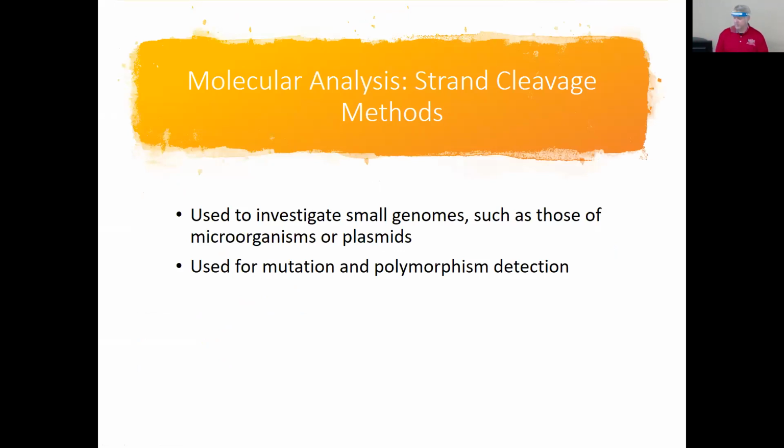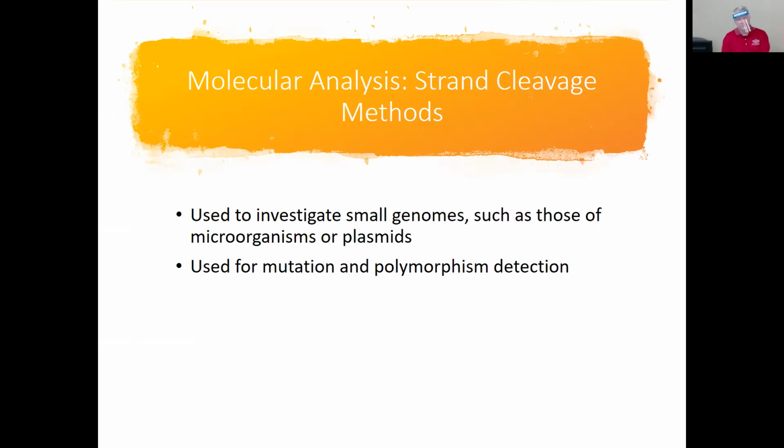So it's used to investigate small genomes, such as those of microorganisms and plasmids. Again, this is in our wheelhouse when we think of microorganisms. It's used for mutation and polymorphism detection. Because what happens when we have a mutation is that the strand changes, so the sequence that the enzyme goes in to cut changes. So if the cutting spot has been changed, it won't cut.